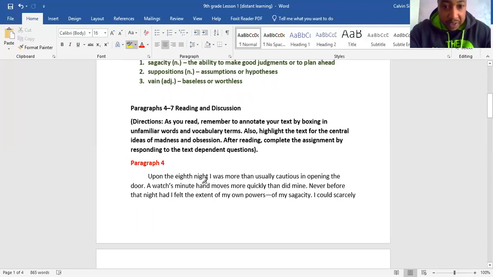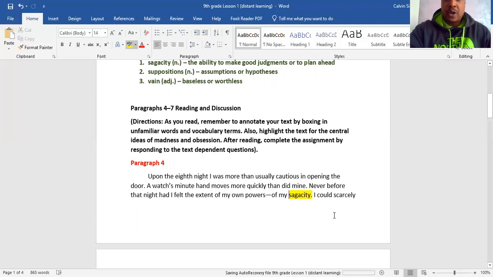Paragraph 4. Upon the eighth night, I was more than usually cautious in opening the door. A watch's minute hand moves more quickly than did mine. Never before that night had I felt the extent of my own powers, of my sagacity. Okay, so that's a word that we want to highlight. So you see it there. I've highlighted that word, sagacity.